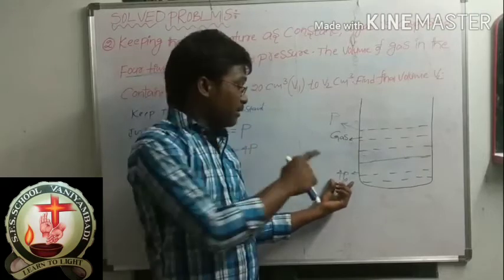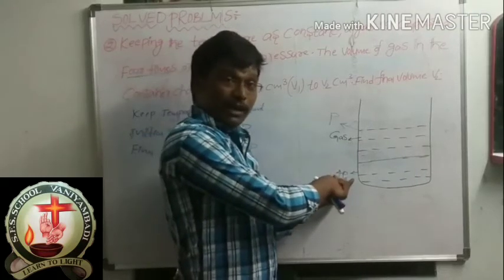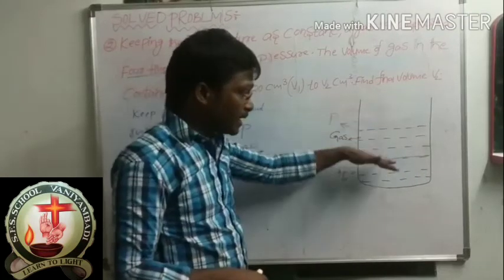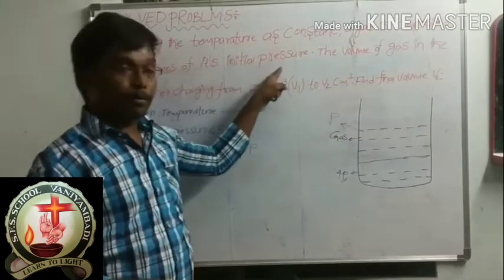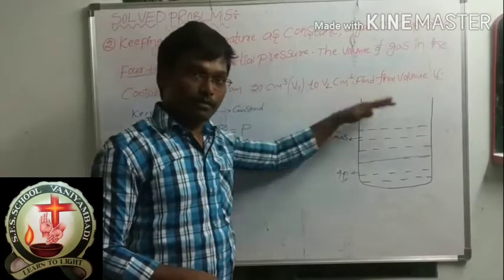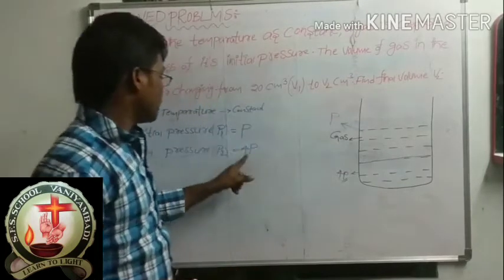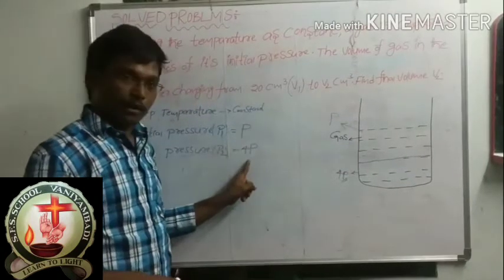4P. Why should we take 4P here? Because he compressed 4 times. He compressed 4 times its initial pressure. Okay. Now this is the initial pressure. This is the final pressure.